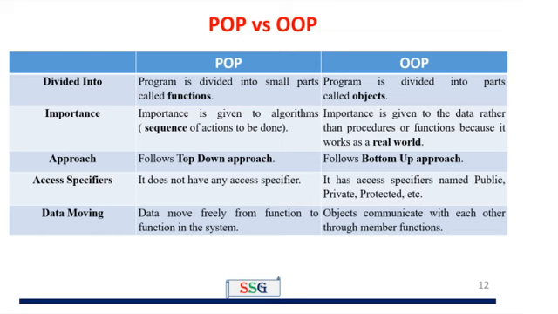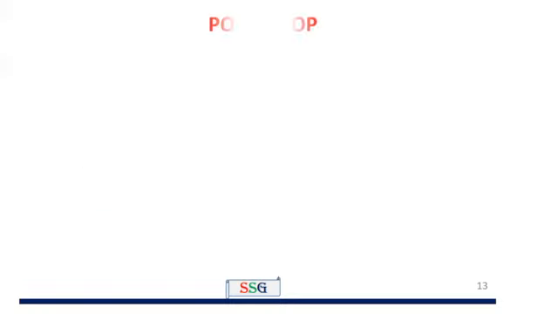Then the third one, approach. Here POP follows the top-down approach, OOPS follows the bottom-up approach. Access specifier: procedure-oriented programming does not have any access specifier, but OOPS has access specifiers named public, private or protected. Data moving: in procedure-oriented programming, data moves freely from one function to another function in the system. Here the objects communicate with each other through member functions.